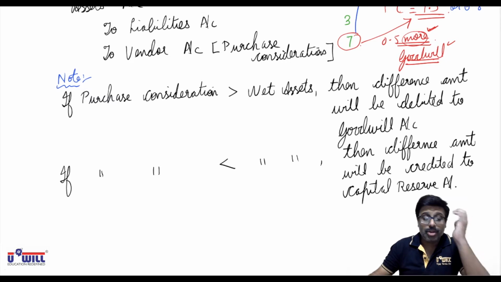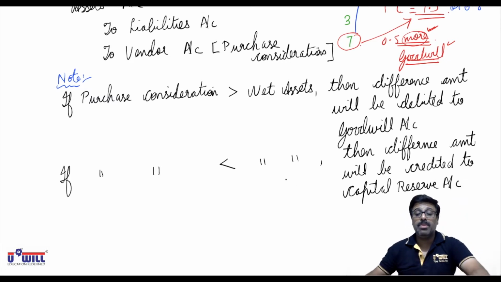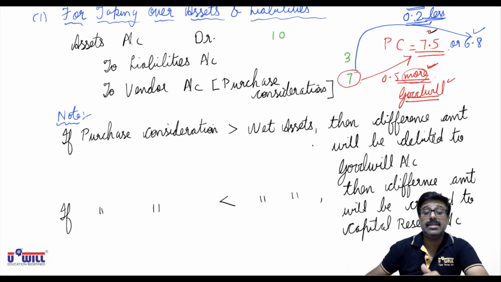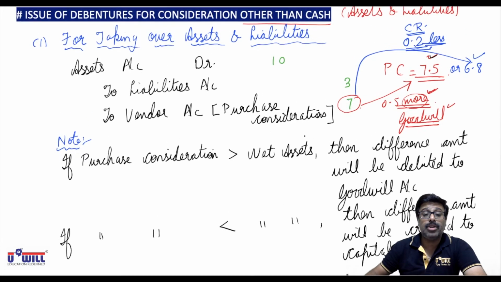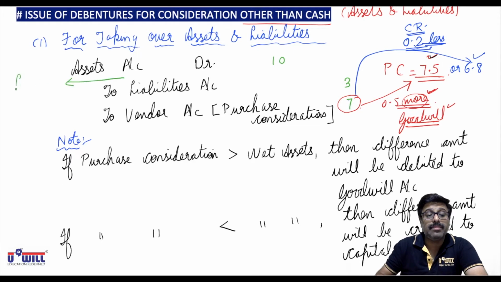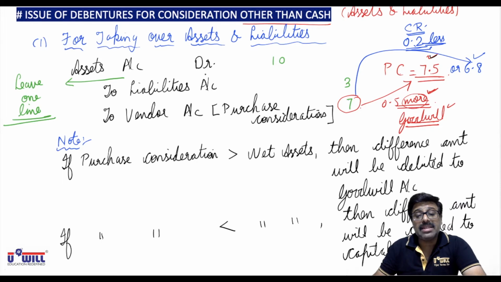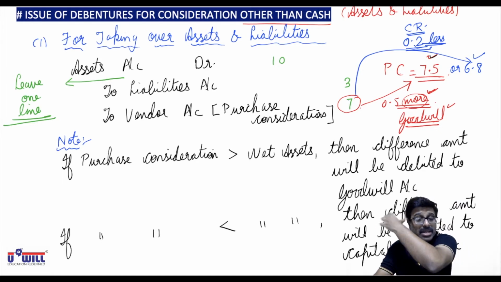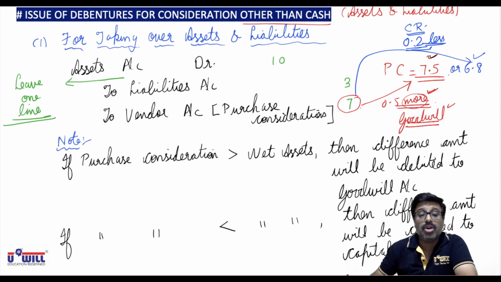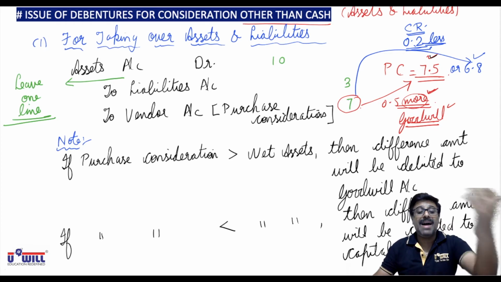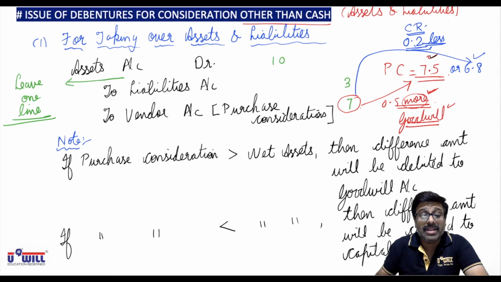Now, shortcut trick what you can remember is, will not be making this workings where we would first find net assets, then compare it with purchase consideration. What you all can do is, you pass this journal entry asset account debit to liabilities to vendor account, leaving one line in between. Okay, what you do is you pass this entry leaving one line in between, and after passing the journal entry, assets you record with assets amount, liabilities you record with liabilities amount, vendor you record with purchase consideration amount. If the balancing figure remains in debit column, then in between the line which you have left, you debit that amount to goodwill account.